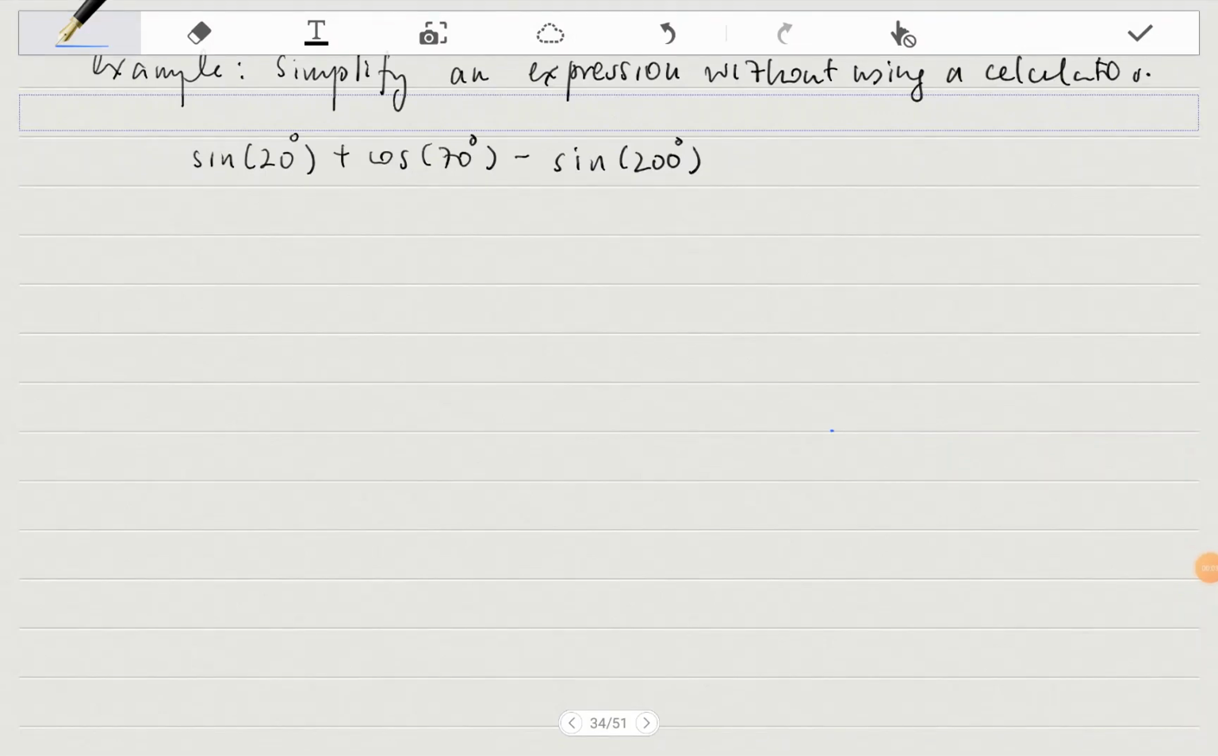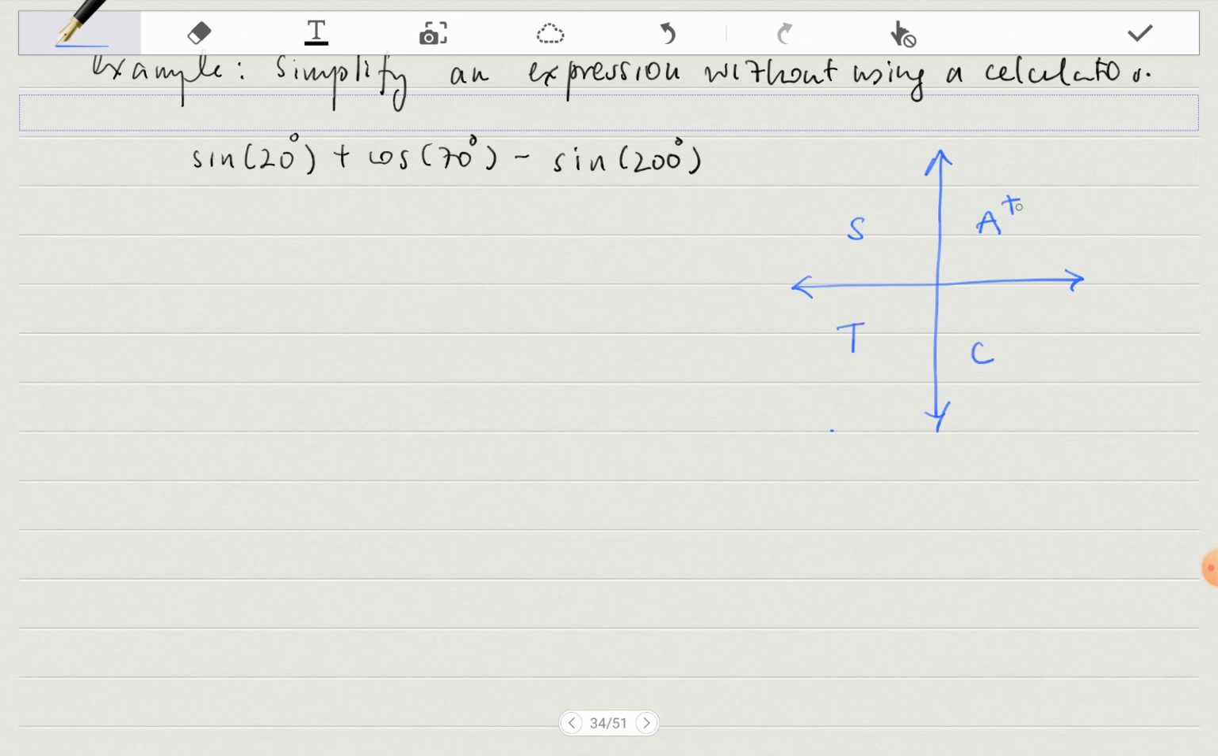Welcome to the video. So we're going to look at an example of simplifying an expression without using a calculator. We're going to make use of the reduction formulas that we learned so far through the course. The question says you've got sine of 20 degrees plus cos of 70 degrees minus sine of 200 degrees. The first thing you want to do when you come across something like this that doesn't allow you to use your calculator is draw your CAST diagram.